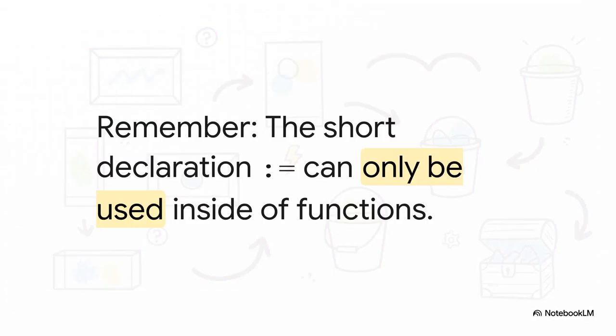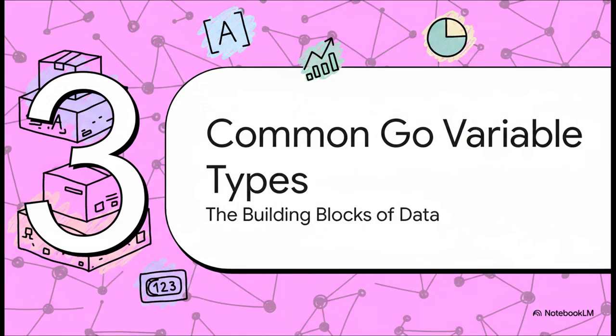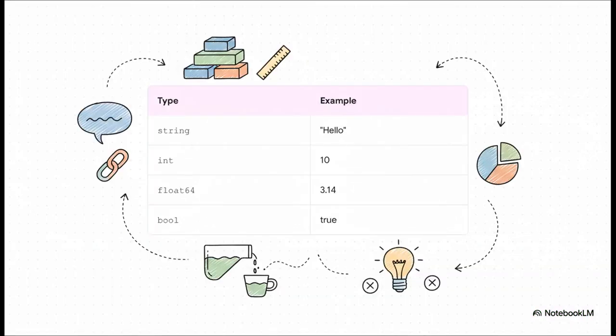Okay, but here's the one really important rule you have to remember with this. You can only use the short declaration inside of functions. For any variables you declare outside of functions, at what we call the package level, you have to stick with the var keyword. That's a big one, so don't forget it. All right, so we know we can store data in these containers, but what kind of data are we talking about? Let's take a quick look at the most common types you'll be using. Okay, these 4 right here are your fundamental building blocks. You've got string for any kind of text, int for whole numbers, float64 for any numbers with a decimal point, and bool, which is just for true or false values. Seriously, if you master these 4, you can build a ton of stuff in Go.